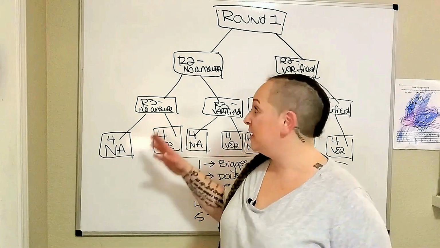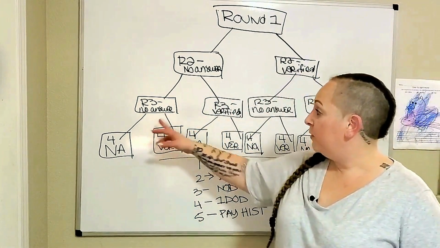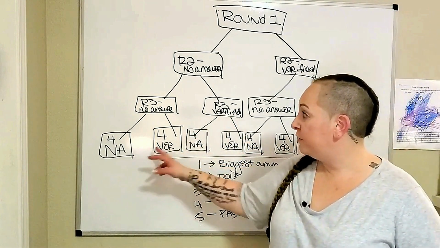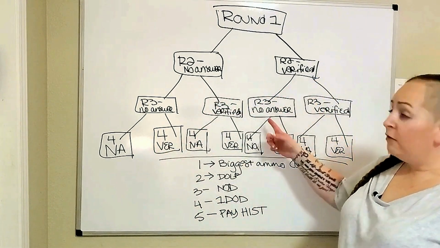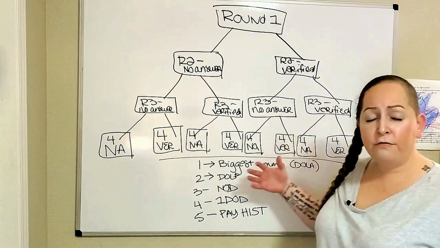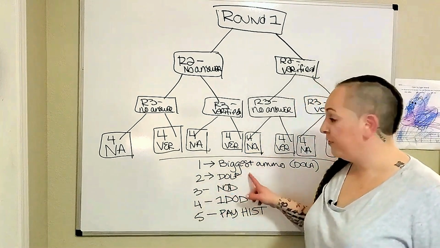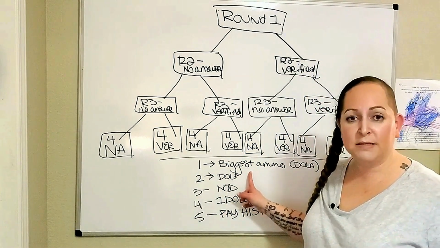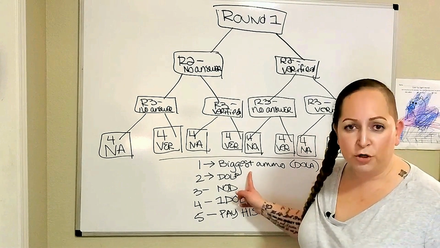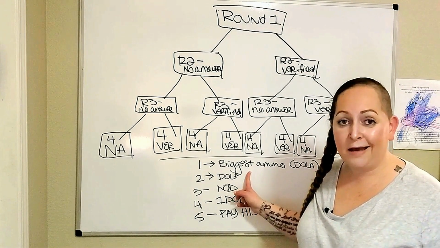Every single round is the same. Round 2, no answer, verified. Round 3, no answer, verified. Round 4, no answer, verified. You get what I'm saying? The things that change are down here. In round 1, you're using your biggest ammo. Just for an example with charge-offs, normally, unless it's a blatant inaccuracy, it's going to be date last active.